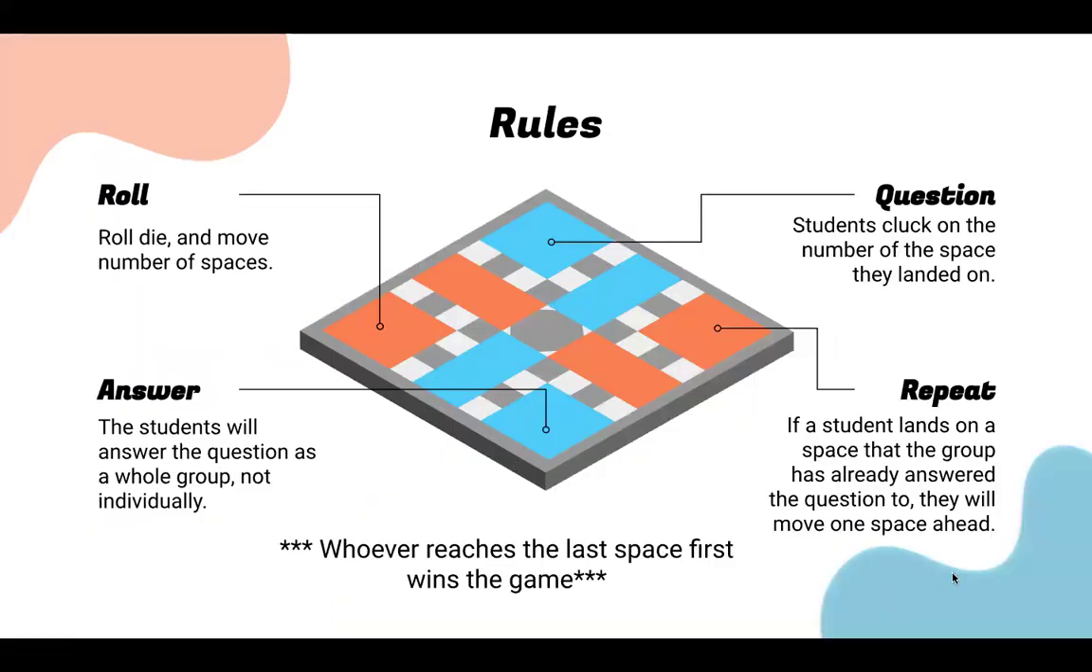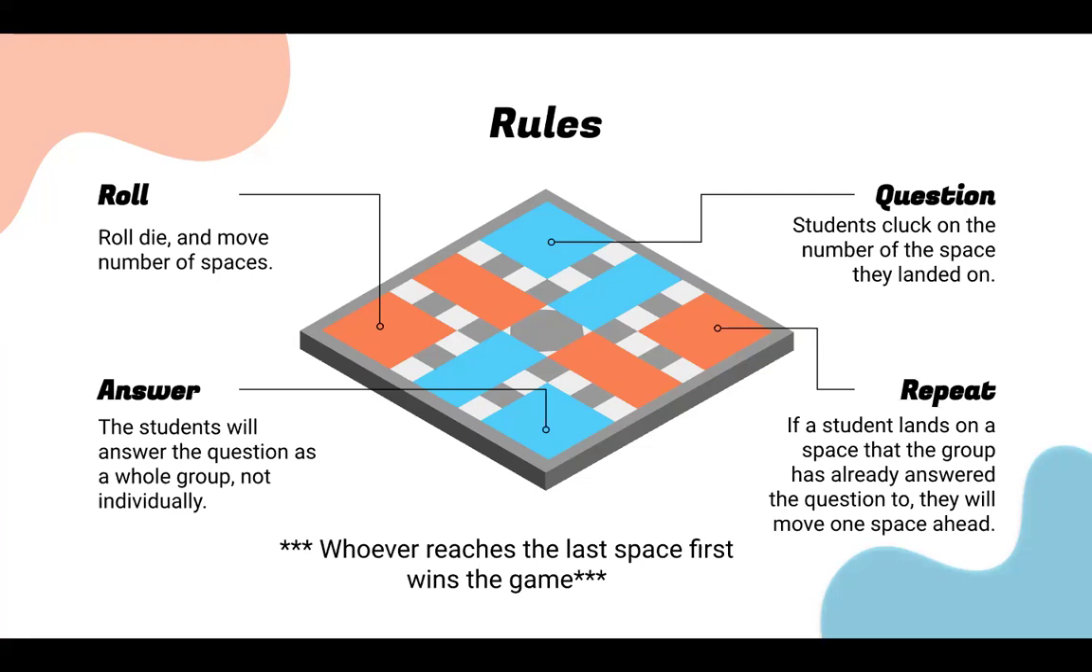So the rules of my game: students will start off by rolling the die that's in the top right corner of the board game, and then they'll move that number of spaces. And once they get to the space that they landed on, they will click on the number that's right above or below the space, and then they will answer a question. So instead of having each person that's going, so player 1 starts and they go to space 4, instead of having that person answer the question by themselves, they're going to answer as a whole group.